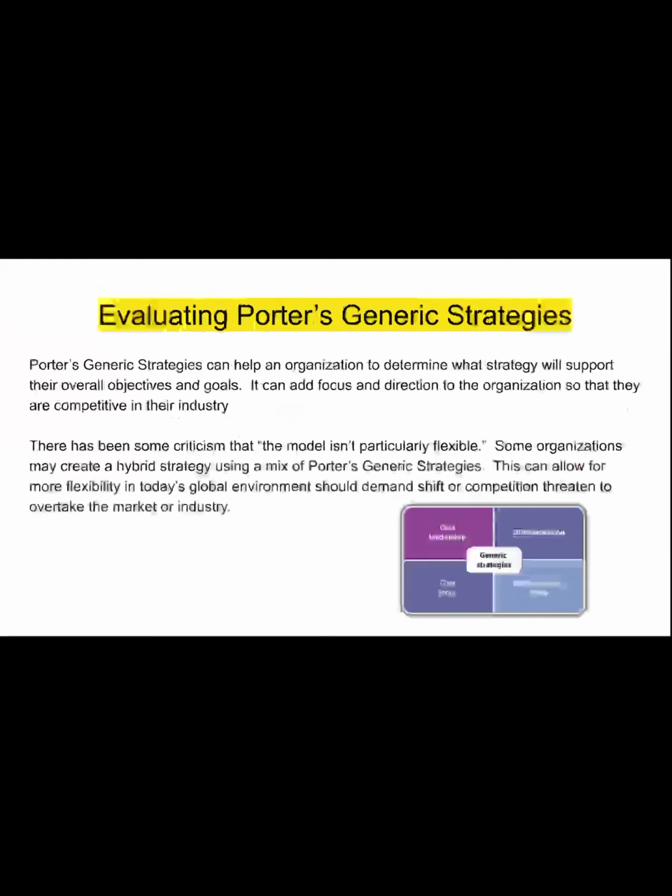However, some people have criticized that the model isn't very flexible. Some organizations find that if they take a little bit from each of the different strategies and apply them to their business, they are able to maintain flexibility and they can change as the global environment changes. This also prevents competition from becoming a large threat because they are able to place a barrier for their competition based on their strategies.